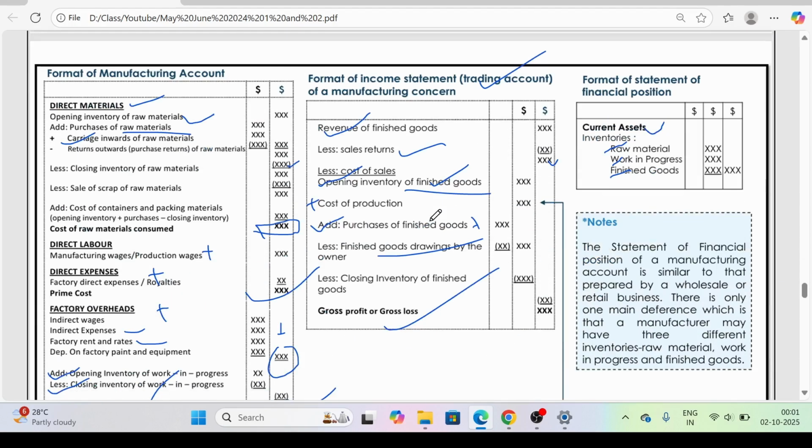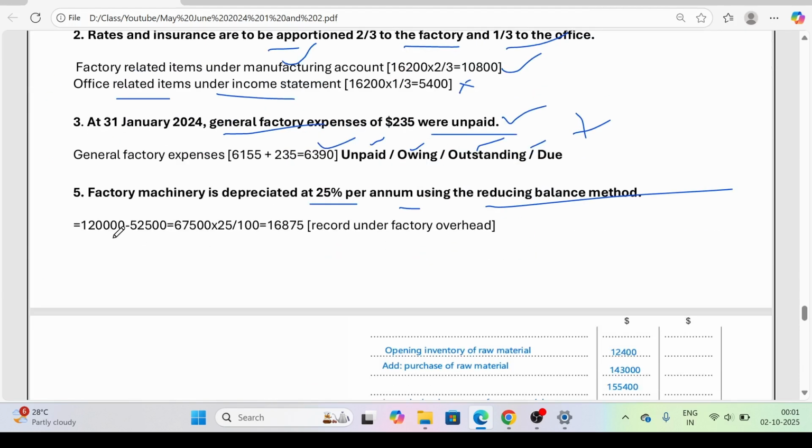So already I did the workings here. 120,000 minus 52,500, you will get the answer 67,500. For that, you have to calculate 25%. Then you will get the depreciation we have to record under factory overhead.